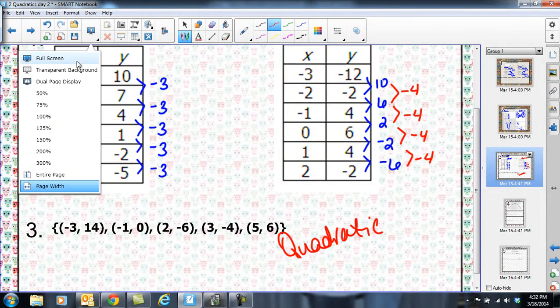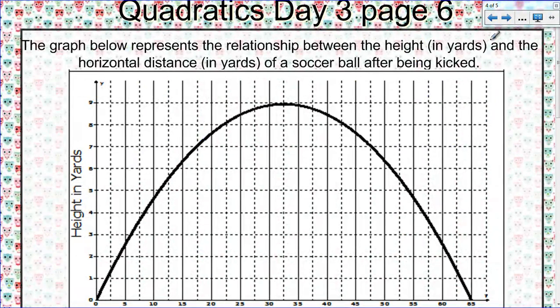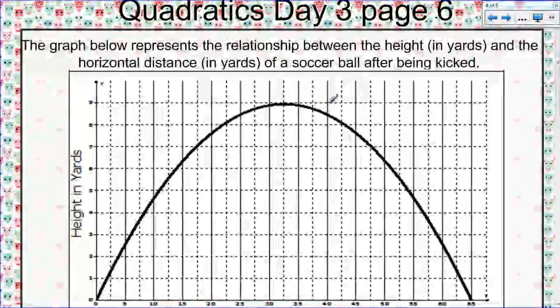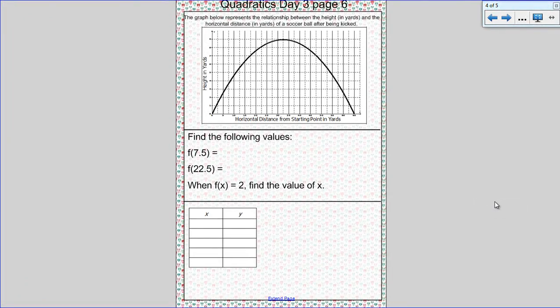So go to the next page. We're now on the back pink page, page 6 here. We have a graph that shows the relationship between the height in yards and the horizontal distance in yards of a soccer ball after it gets kicked. So somebody kicked up a soccer ball into the air, and this is the path it traveled. This is how high it went, and this represents how far it went.